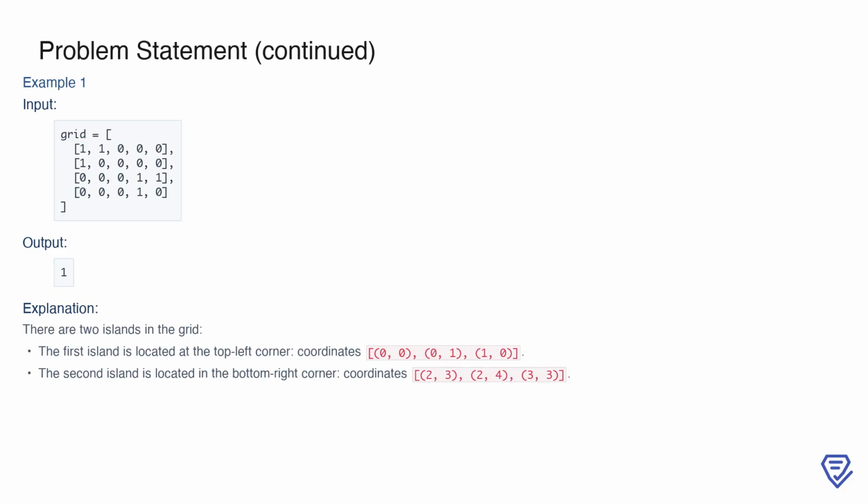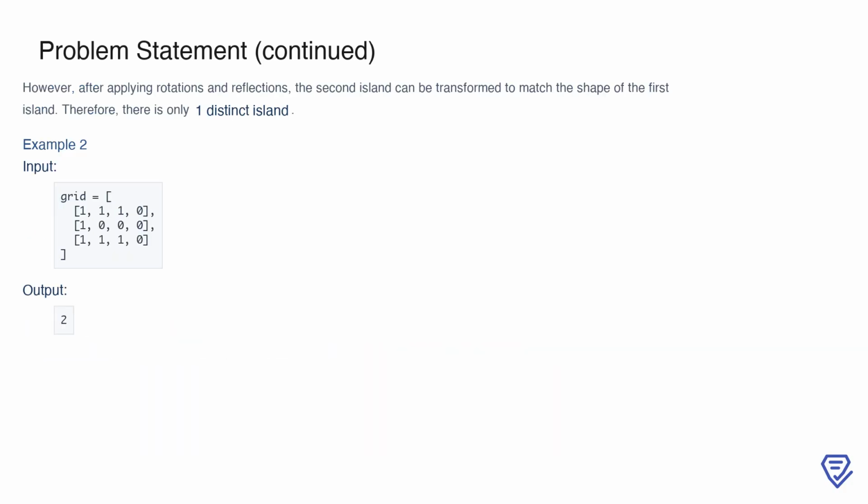These two islands initially appear to be different, but we need to account for transformations to determine if they are distinct. After applying rotations and reflections, we find that the second island's shape can be transformed to match the shape of the first island. This means that, although there are two islands in the grid, they are not distinct because their shapes can be made identical through transformations. As a result, the output for this example is 1, representing a single distinct island.